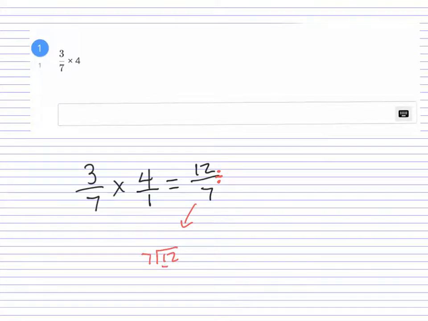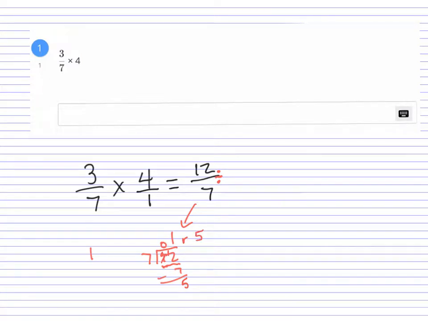So 7 will go into 1 0 times. Then I'm going to count by 7s until I get to 12 then. So 7, 14, that's too much. I'm going to go back. It'll go in 1 time, giving us 7. And then when I subtract that, I get 5. So I'll write my remainder 5 up here.